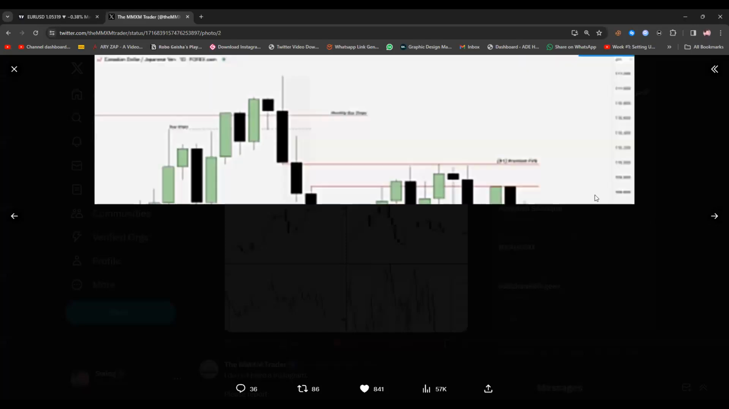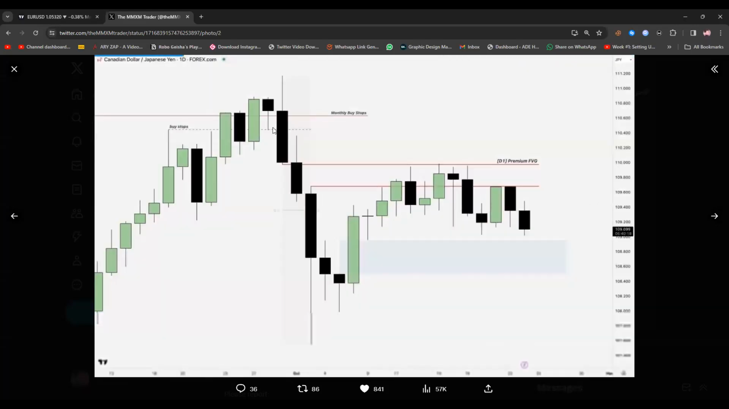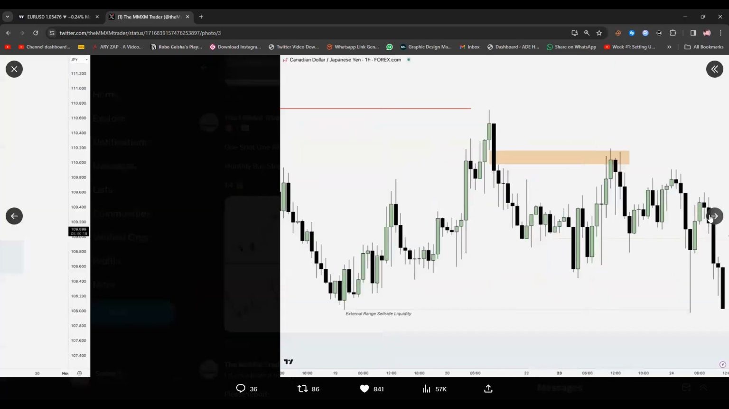It's pissing me off, to be honest. So the monthly buy stops were taken out. Then this is the daily chart. Yeah, this is the daily chart. So this was like the monthly layout, the markup. Price gets into like a premium fair value gap. After price gets into the fair value gap in premium, you can expect a run lower. So he waited for it to get into the premium.